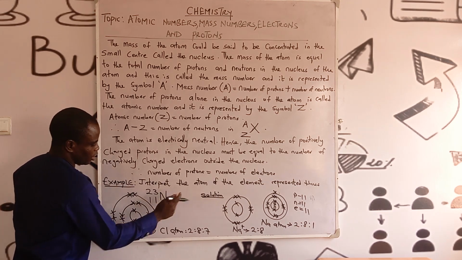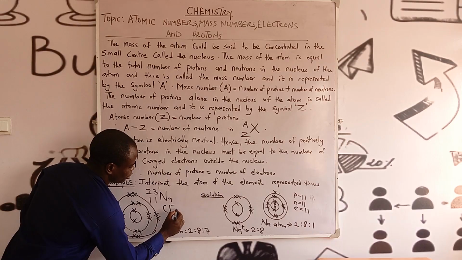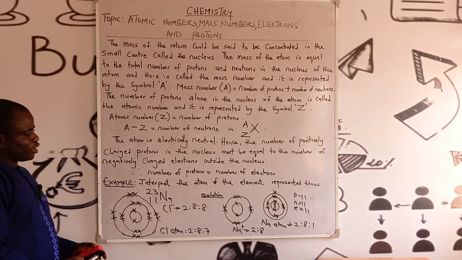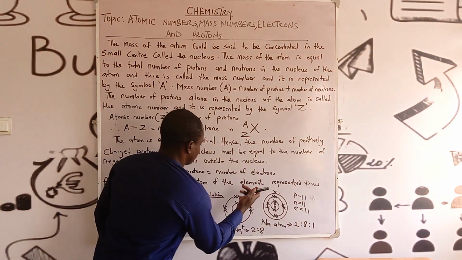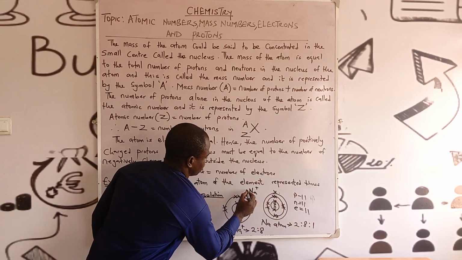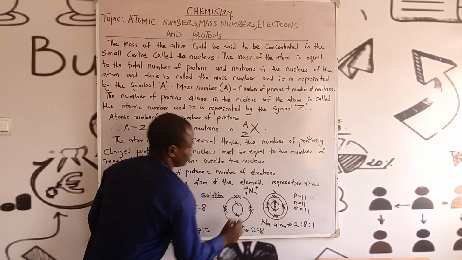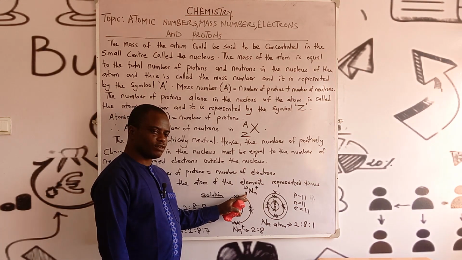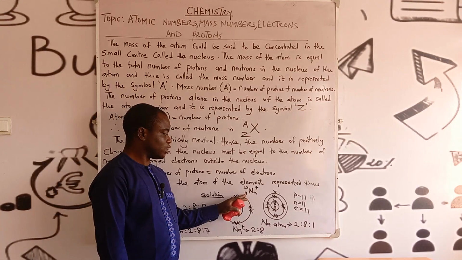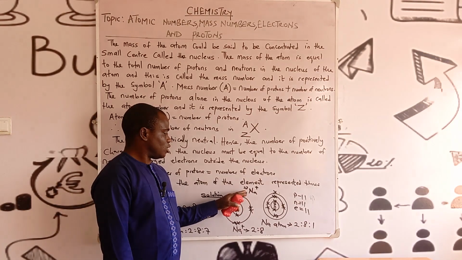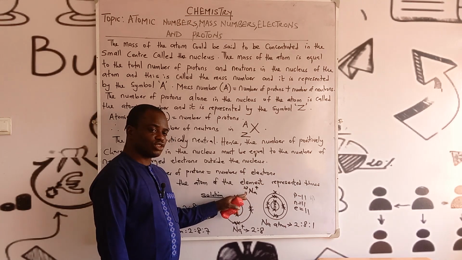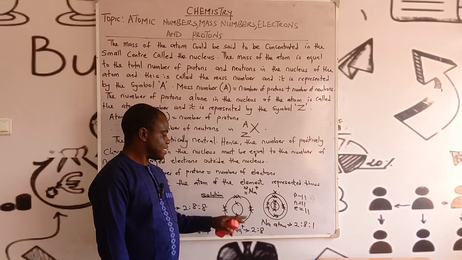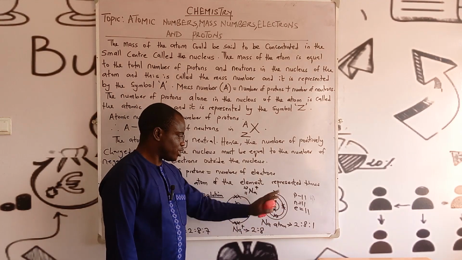When it gains the one electron from the sodium atom, the chloride ion will now be 2, 8, 8. When you have the sodium ion like this, it is positive, and it is 23 over 11. If they ask you the number of protons, it is 11. The atomic number is 11, the neutron is 23 minus 11, which is 12, and then the number of electrons is 10 because it has lost the one electron.